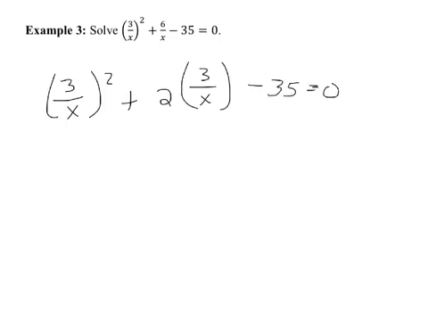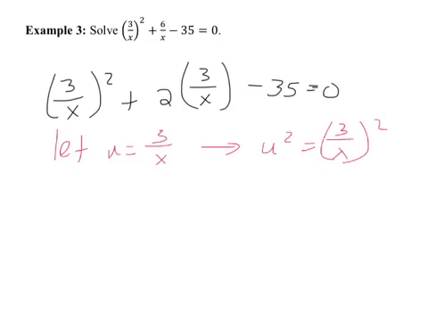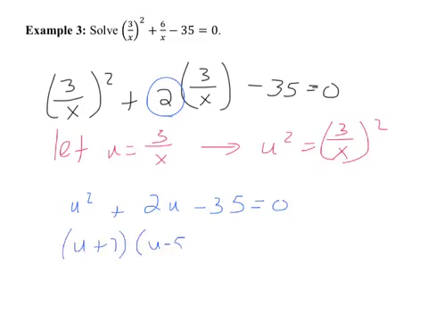And that's mathematically sound because I can just multiply out, right? Remember that this 2 multiplied by the top, making that 6. So now we'll call this u, and then therefore we have u squared being the quantity 3 over x squared, which is the first term. So this gives us an equation of u squared plus 2, so don't forget this 2 here, u minus 35 equals 0.